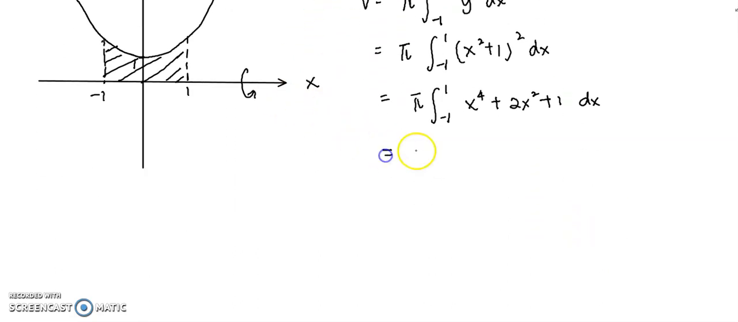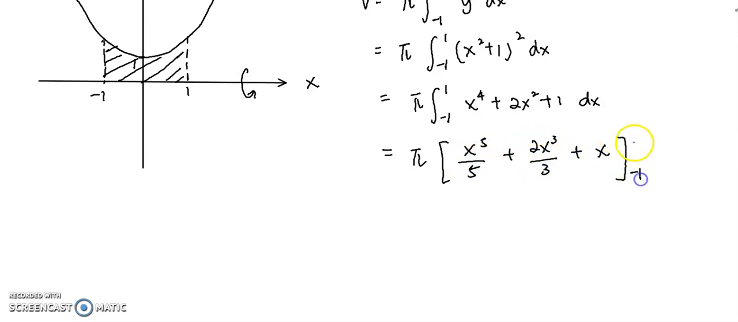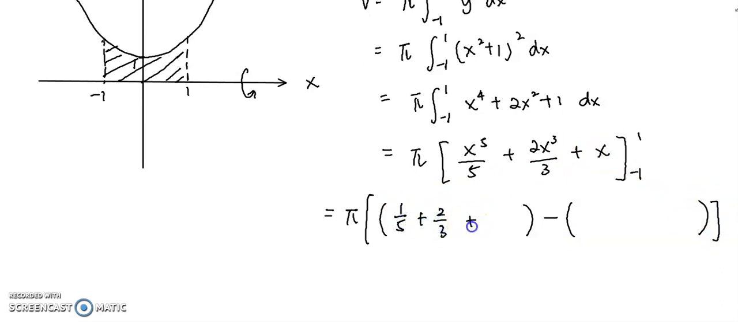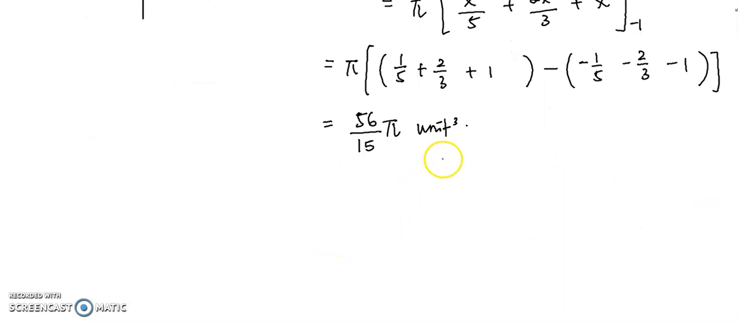So integrate the three terms as usual. You have x to the power of 5 over 5 plus 2x cubed over 3 plus x. Now just put in the limits. Provide two big brackets. The first bracket is for the substitution of the upper limit. You get 1 over 5 plus 2 over 3 plus 1. Put in the lower limit inside. You get negative 1 over 5 minus 2 over 3 minus 1. And the final answer is 56 over 15 pi unit cube.